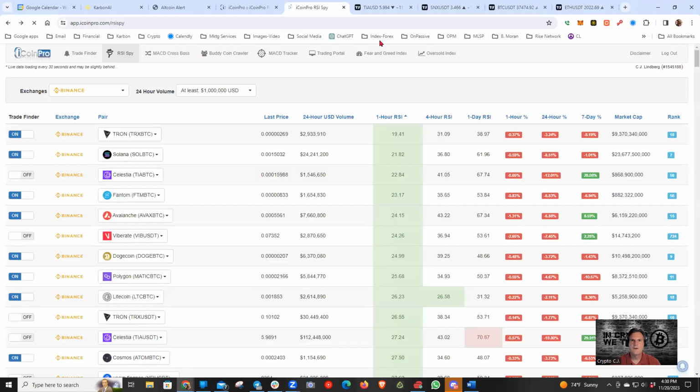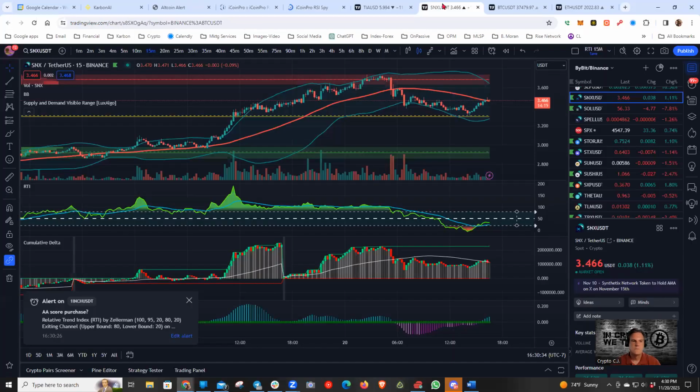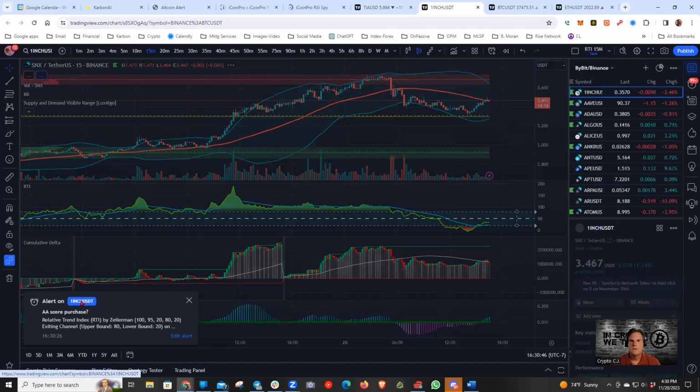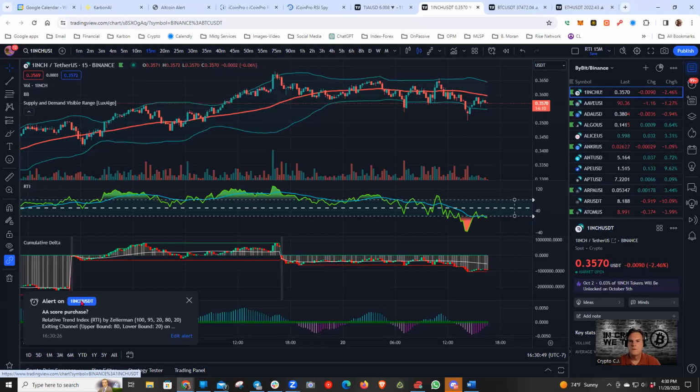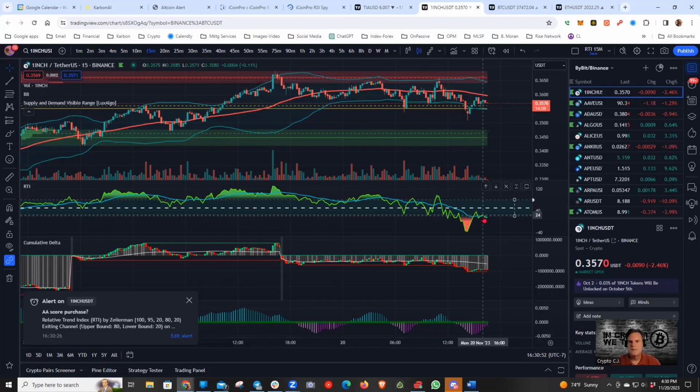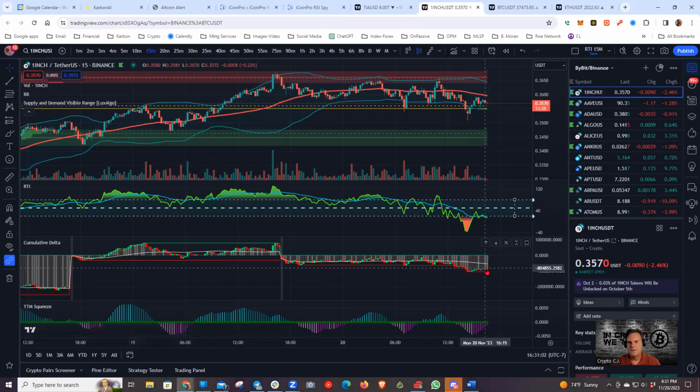I just had an alert go off. Let's check it out. 1inch. Okay, so this just dipped below the 20. So that could be a short, but this is mostly just putzing along sideways, a cumulative delta, so I'm not going to take that one. I'll see if I get another one sometime in the future. All right. Okay.